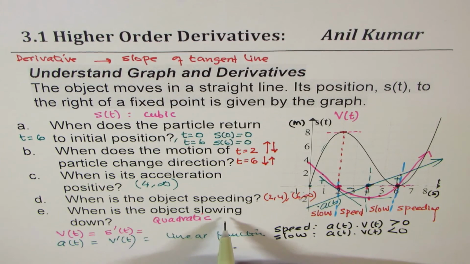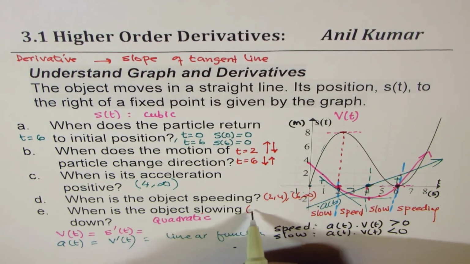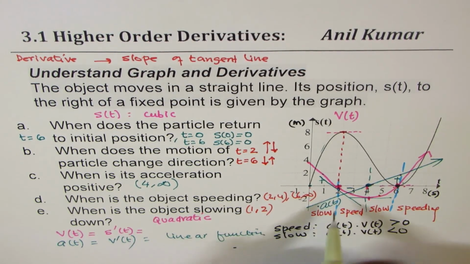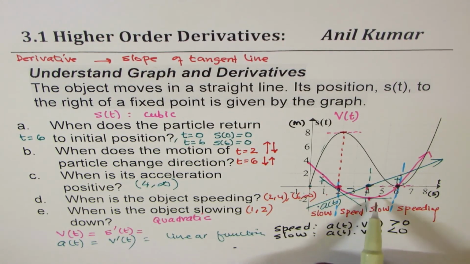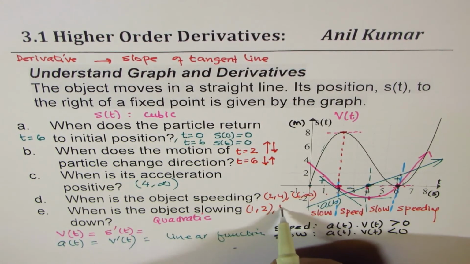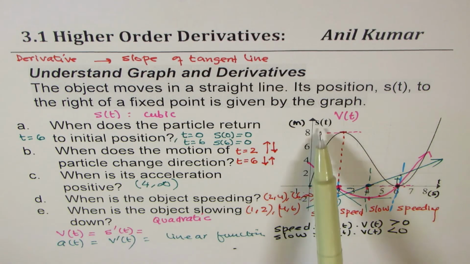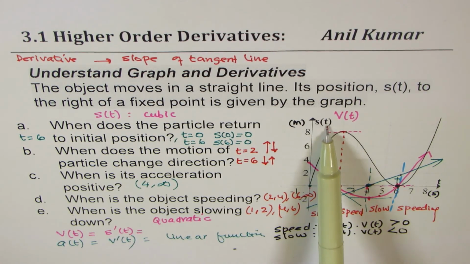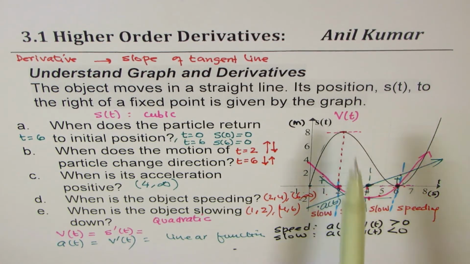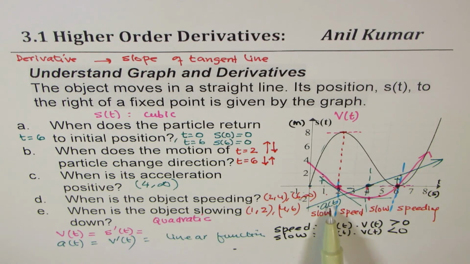When is the object slowing down? It is slowing down between 0 and 2, when velocity and acceleration have opposite signs, and between 4 and 6. Do you get the idea? So if you are given the graph of displacement, then easily you can sketch the graph of velocity as well as acceleration and answer all such questions.